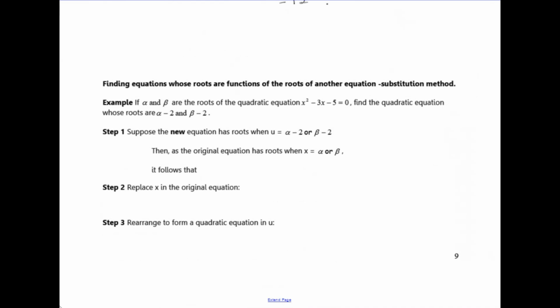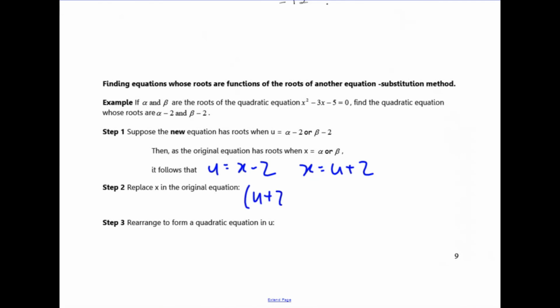Now here's how we can use this method to do the same thing as we did with the sum of roots and product of roots while finding new equations. So we've got exactly the same question here. I'm just going to do it differently. If we're finding a new quadratic with roots alpha minus 2 and beta minus 2, I can say our new quadratic will be u equals x minus 2, because x is equal to alpha. And I can rearrange this to make x the subject, so I know what to substitute in. So add that 2 across in this case, which is x equals u plus 2.